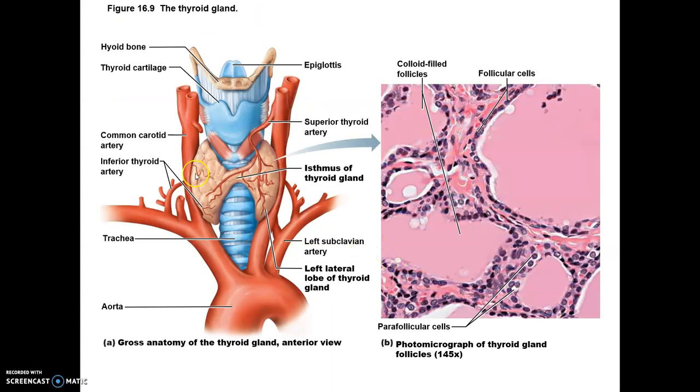So we see here the thyroid gland in the neck area just below the thyroid cartilage, and this is the isthmus, the narrow region that connects the two lobes. This is the slide under the microscope. We see these are the thyroid follicles. In the center is thyroglobulin, and it combines with iodine to form thyroid hormone.